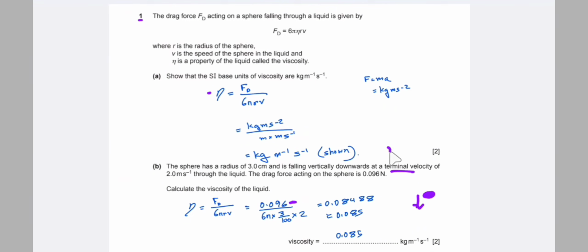So it is terminal velocity. For terminal velocity, we know that the resultant force, that is F net, is equal to 0. That means the upward force is equal to the downward force. So the resultant force is 0. That means terminal velocity is the constant velocity of 2 meter per second. So after substituting the values, we get our answer, approximately 0.085.